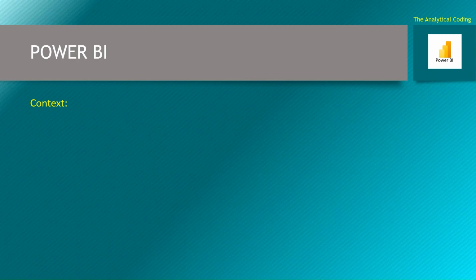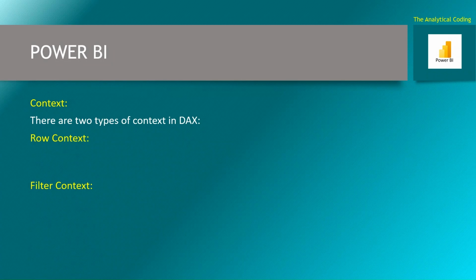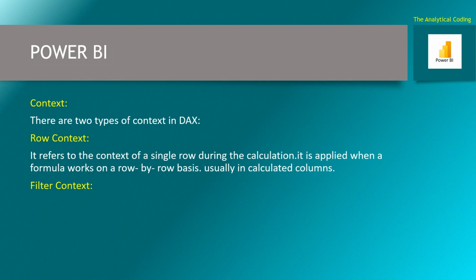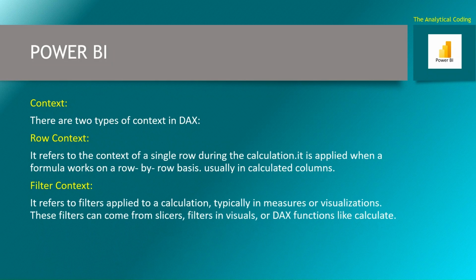Context is one of the most important DAX concepts to understand. There are two types of context in DAX: row context and filter context. Row context refers to the context of a single row during the calculation. It is applied when a formula works on a row-by-row basis, usually in calculated columns. And filter context refers to the filters applied to a calculation, typically in measures or visualizations. These filters can come from slicers, filters in visuals, or DAX functions like CALCULATE. Let us see them clearly.